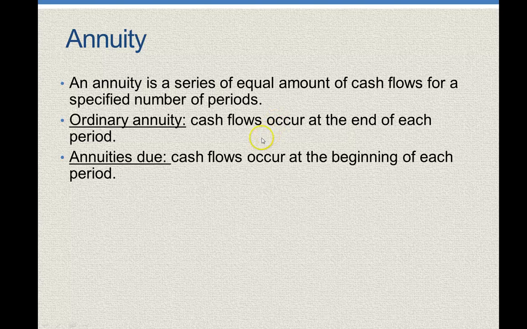Alright, so last Monday we were at annuity. So we talked about the two types of annuity: ordinary annuity, which means that the constant payment, constant cash flow, takes place at the end of each period. And another type is annuity due, which means the cash flows occur at the beginning of each period. But our course focuses on the first type, ordinary annuity.